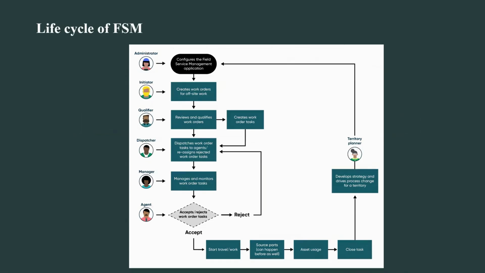The lifecycle begins with the initiator. The initiator can create a new work order directly or create one from other records like incidents, problems, changes, or project tasks. After creation, the work order goes to the qualifier.